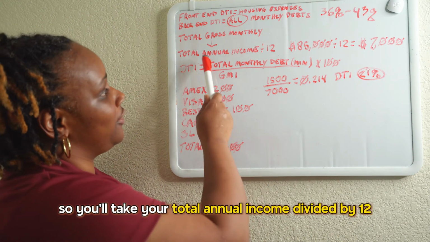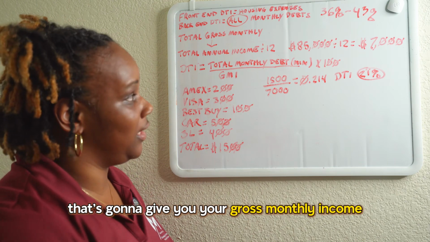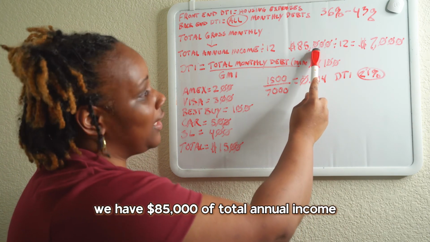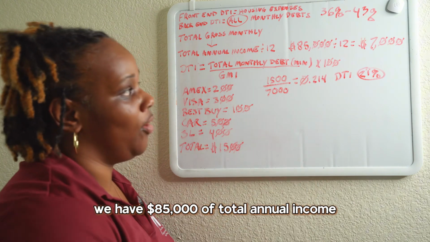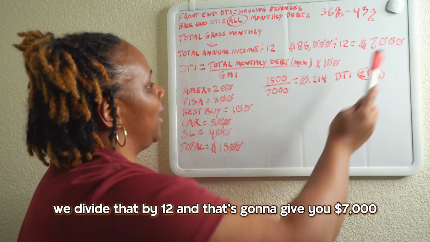Again, you'll take your total annual income divided by 12. That's gonna give you your gross monthly income. And so in this situation, we have $85,000 of total annual income. We divide that by 12, and that's gonna give you $7,000.